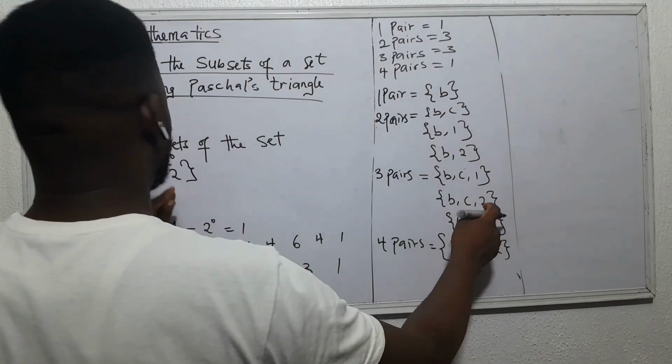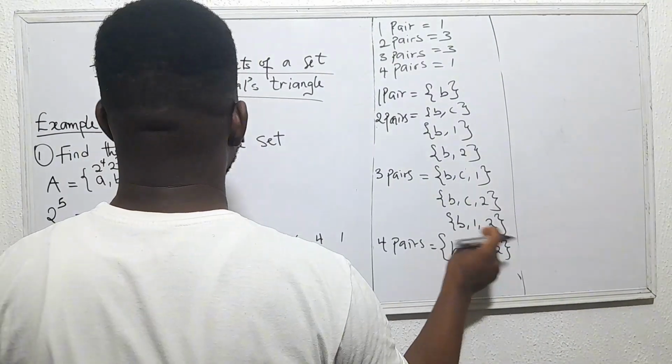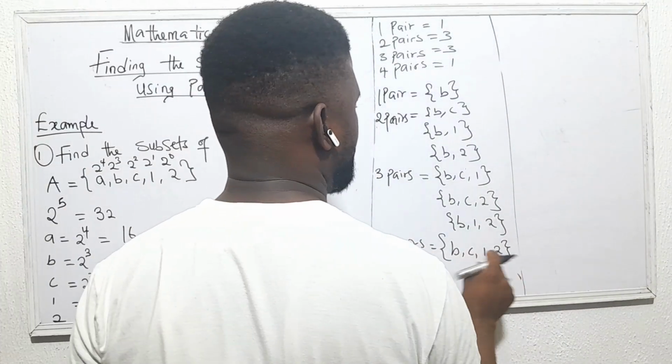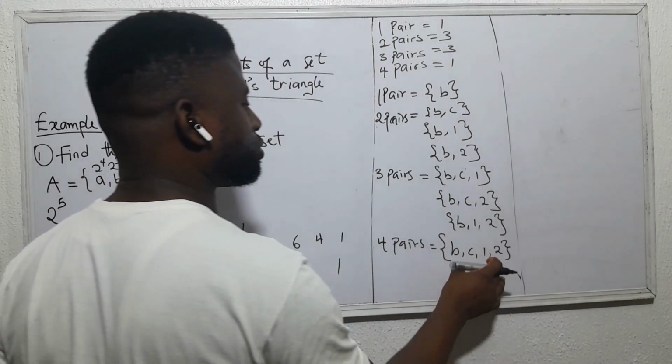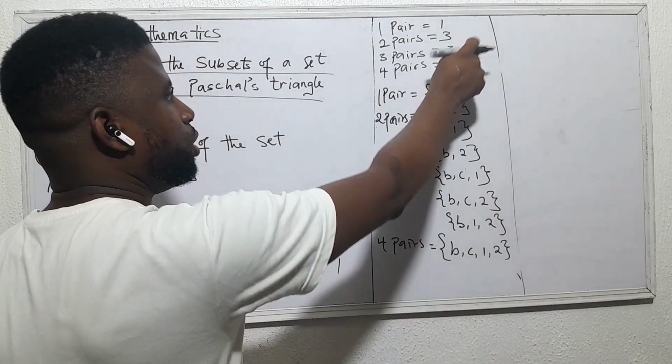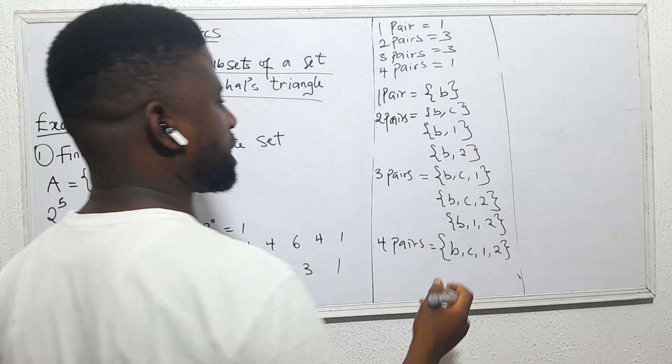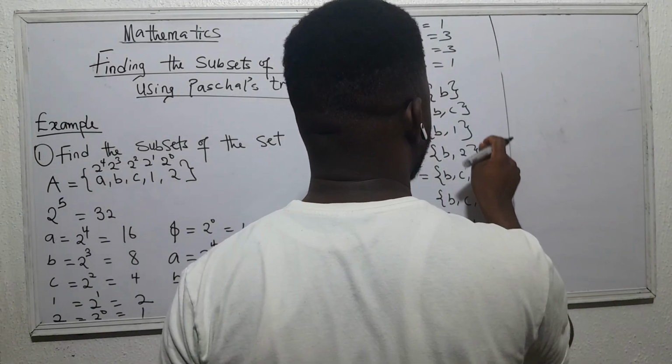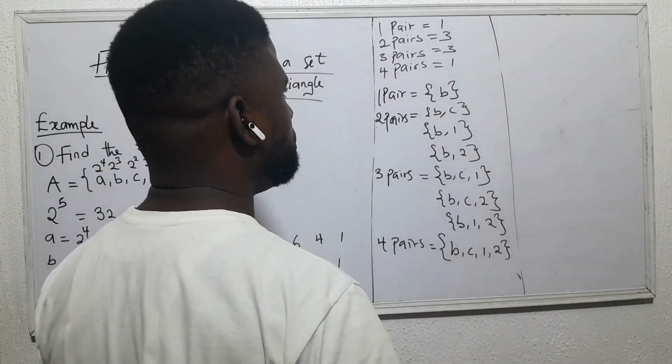Now, BC2, we can't go backwards, so we can't use it. B12, we can't go backwards. So BC12 is the only subset we can form from 3 pairs, which is also 1 pair. If you count everything, we have 1, 2, 3, 4, 5, 6, 7, and 8, right?